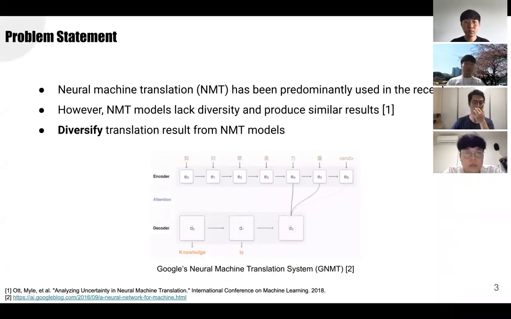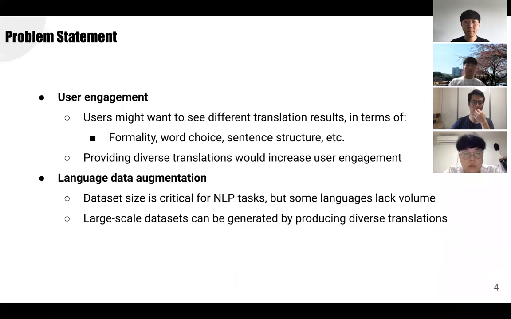Neural machine translation models have been predominantly used in translating sentences, but the problem is that they tend to lack diversity and produce similar results. So the main objective of our project is to increase the diversity of the translated results. So why does diversity matter? Because users might want to see different translation results, and providing diverse translations containing the ones that fit their needs would increase their engagement on the system.